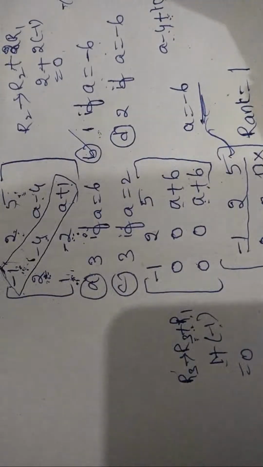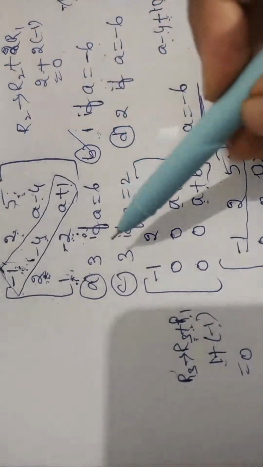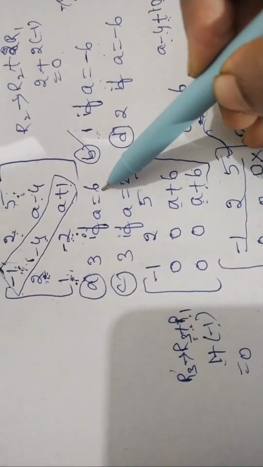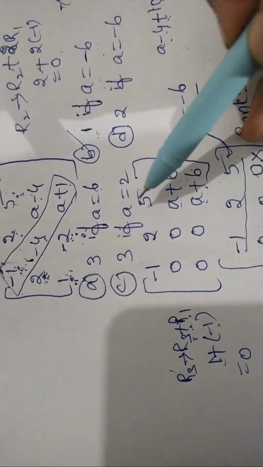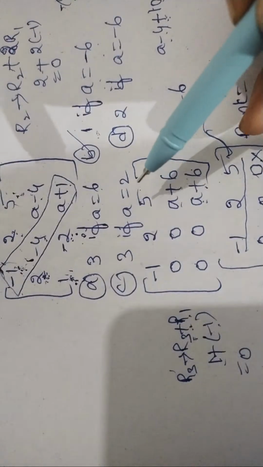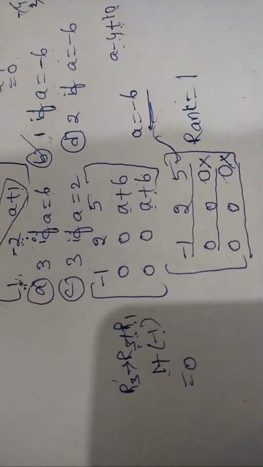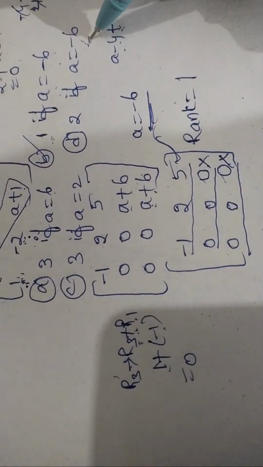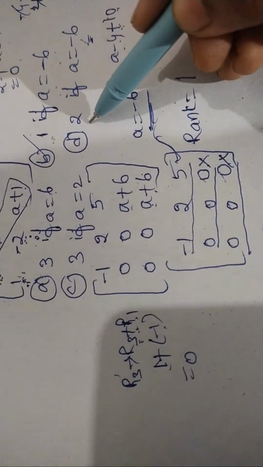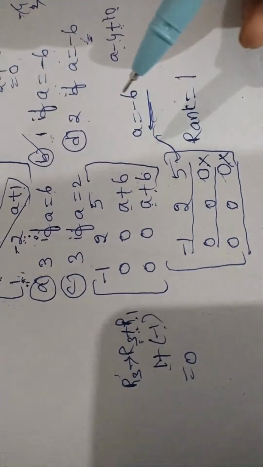The other options are not correct. Why? Because if you take 6, but we want here, if you take -6, then you get rank is 1.